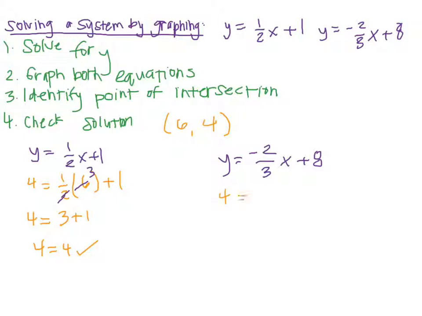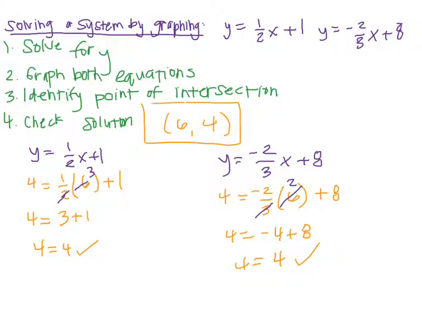And for the second one, we have 4 equals negative 2 divided by 3 times our x value, which was 6. Once again, we can cancel that 3 and the 6, so 6 will become a 2. And 4 equals negative 2 times positive 2 gives me negative 4 plus 8. 4 equals negative 4 plus 8 is 4. Once again, that's a true solution. So I've proved that the point (6, 4) is the solution to my system of equations.